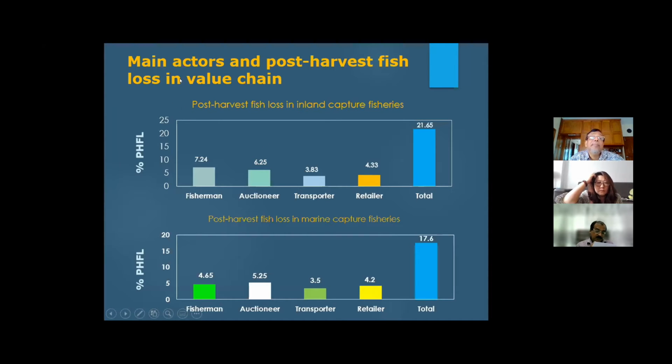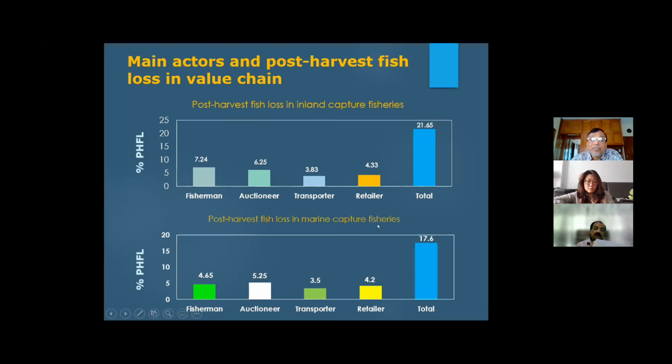So let's see the main actors who are suffering from this post-harvest loss, and how much loss they are incurring. A recent study revealed that fishermen in inland capture fishery incurred a loss of 7.2%, auctioneer 2.4%, transporter, retailer, little, and then the total loss is 21.65%.